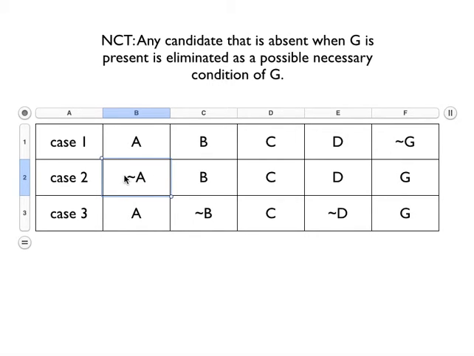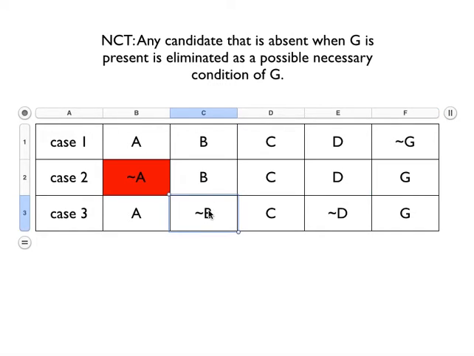So in case 2, you see that A is absent when G is present. And that means that A cannot be a necessary condition for G, right? Because G can be present even when A is not present. And that means A is not a necessary condition.